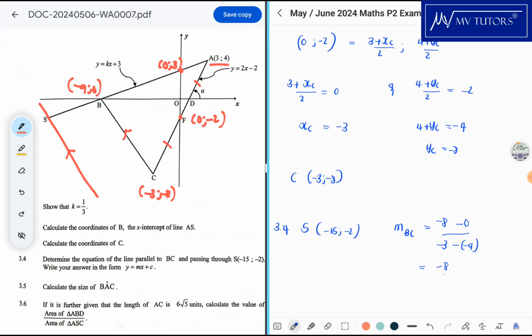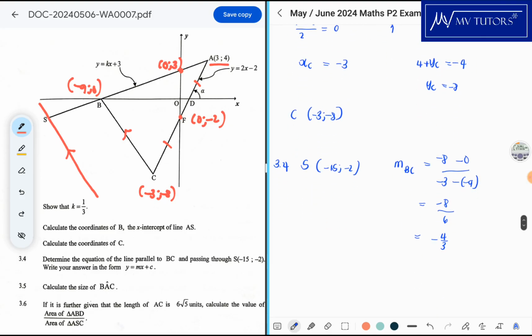So now we have minus 8 over minus 3 plus 9, that is 6. If we simplify that, we have minus 4 over 3. That is our gradient. Now we have a gradient, we have a point. We can definitely substitute it in this equation. In the place of y, we can put minus 2. In the place of m, we have minus 4 over 3. In the place of x, we have minus 15 plus c.